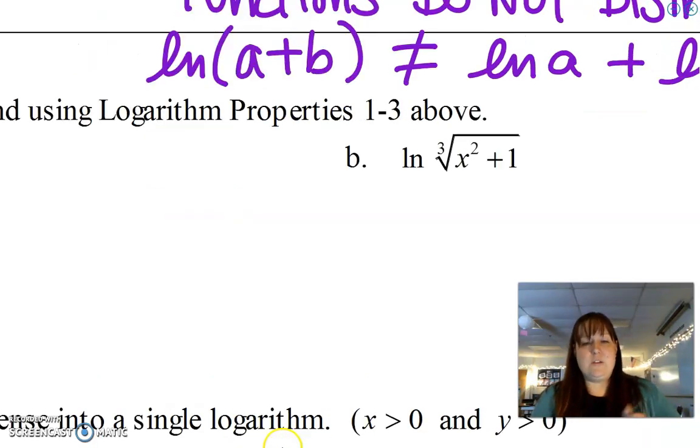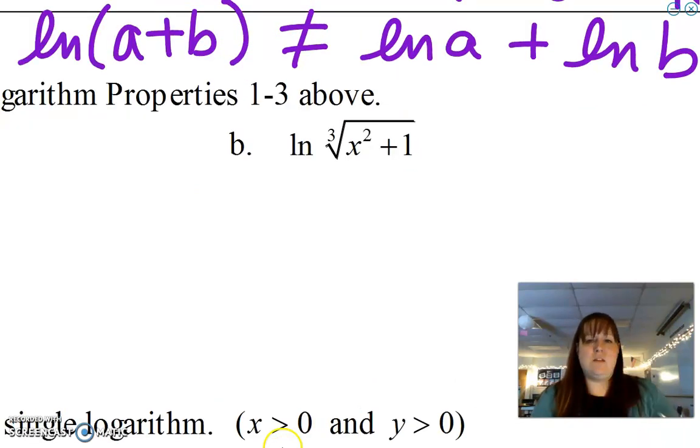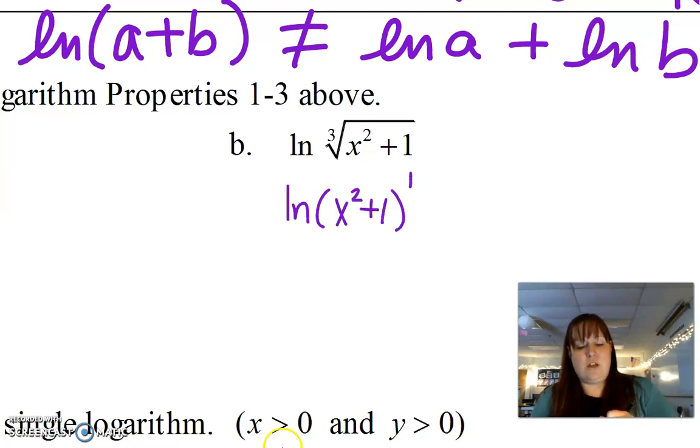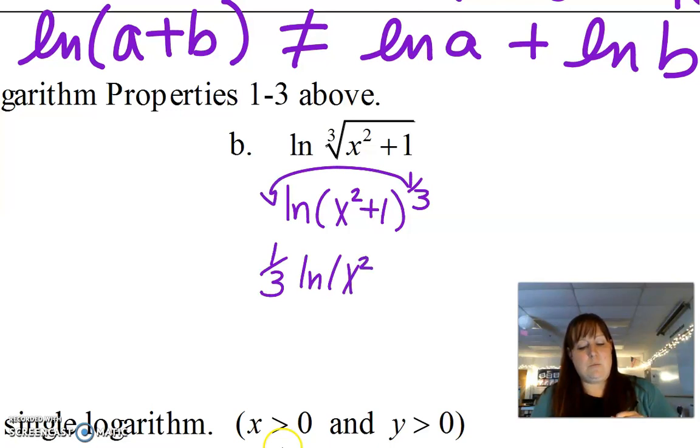So what about this one? You might not understand what's going on here at first, but let's rewrite it as a rational exponent, to the 1/3. Now we can use the properties of natural log, or any log, to bring that 1/3 in front, and we have 1/3 ln of x squared plus 1.